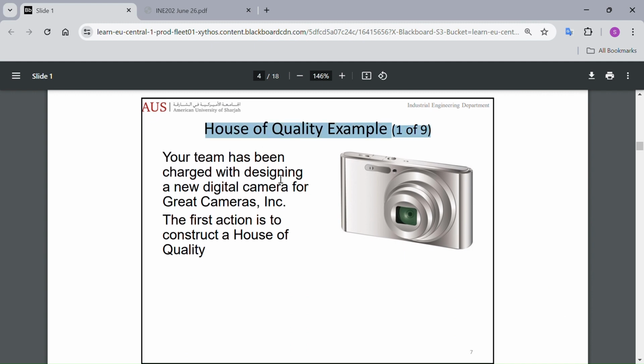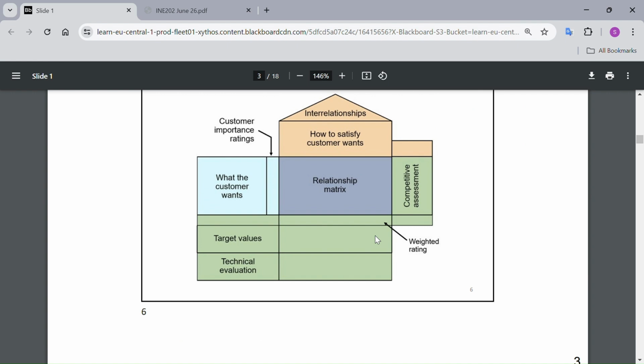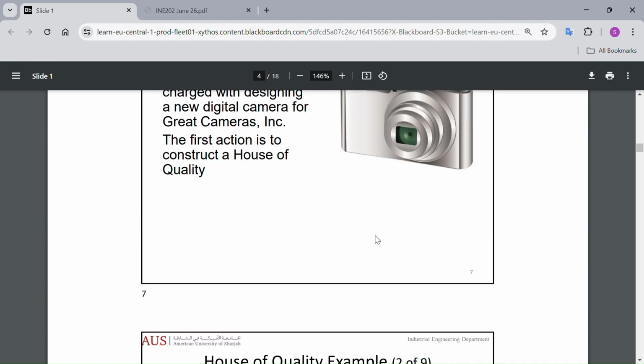Okay, let's see. So, a house of quality example. Let's talk about an example. So here we have a camera, and my team, or your team, has been charged with designing a new digital camera. Okay, so the first action is to construct a house of quality. And the house of quality is basically the structure. This is the house of quality structure.